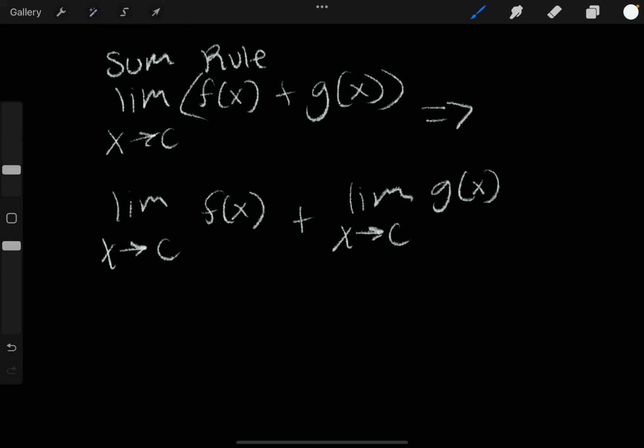Now, earlier we found out that the limit as x approaches c of the function f of x is equal to L, and the limit as x approaches c of the function g of x is equal to m. So the limit as x approaches c of the function f of x plus the function g of x is equivalent to saying L plus m.